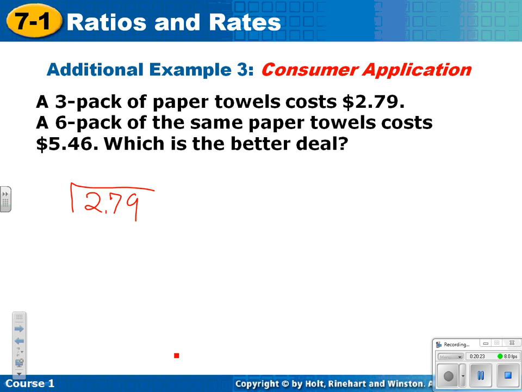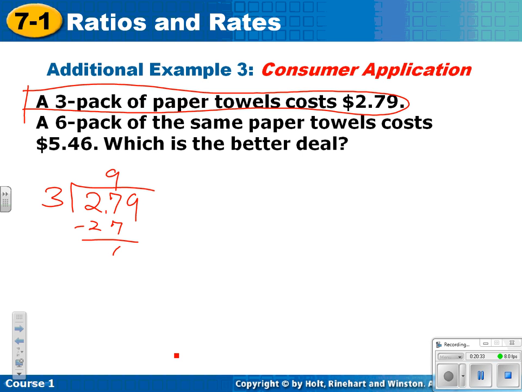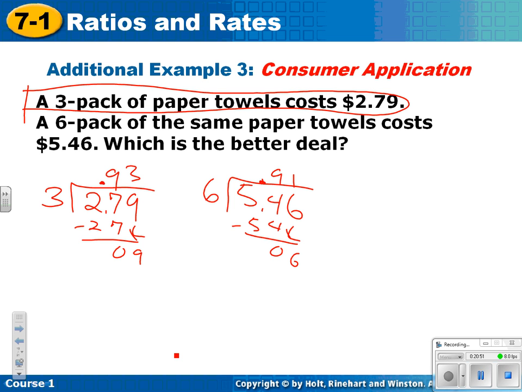We go $2.79 divided by 3, because this is the one we're working with right now. That goes in there 9 times. Minus 27 is 0. Bring down 9. So that's going to be 93 cents. For the 6-pack, though, we go $5.46, total cost divided by the number that we have. 9 minus 54 is 0. Bring down the 6, 91 cents. So what's the better deal? The 6-pack of paper towels is the better deal.